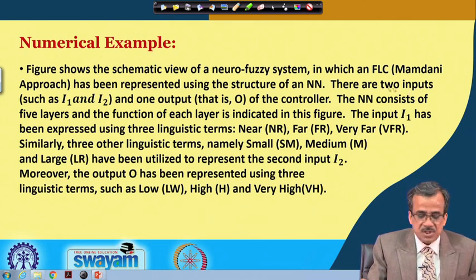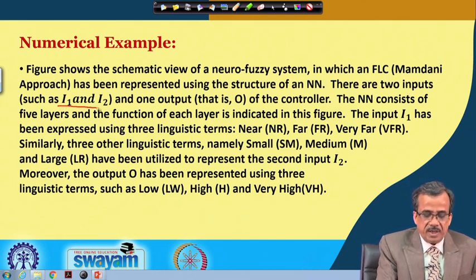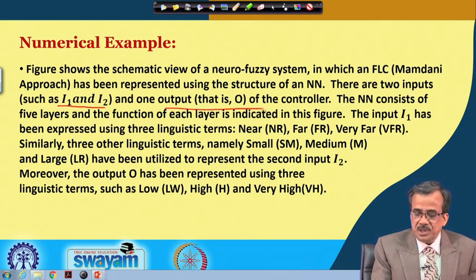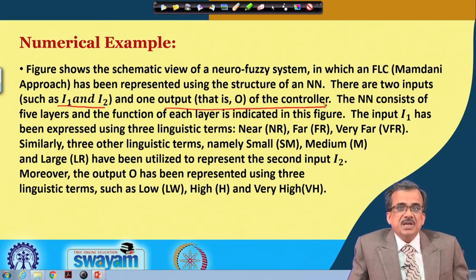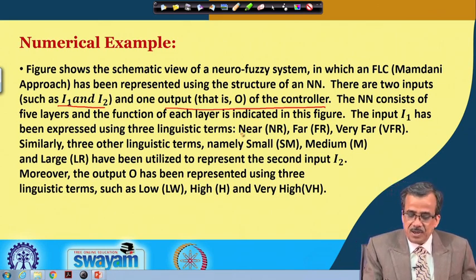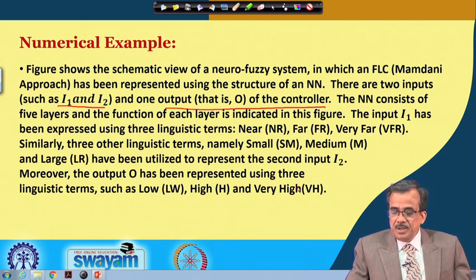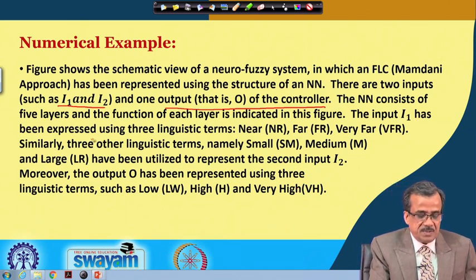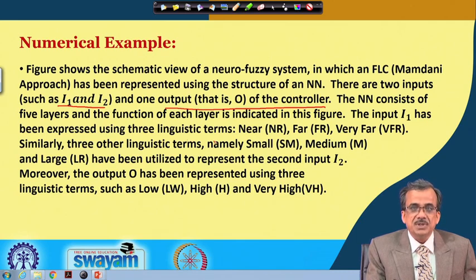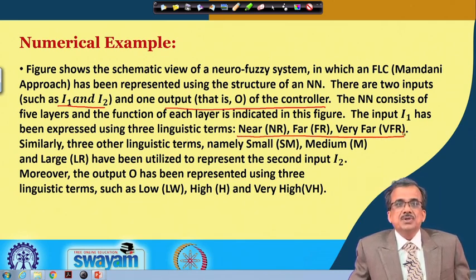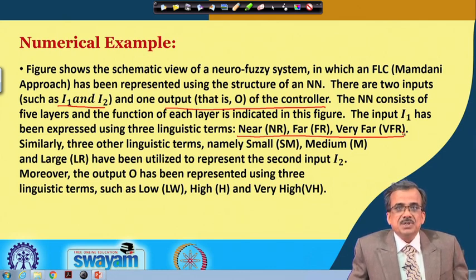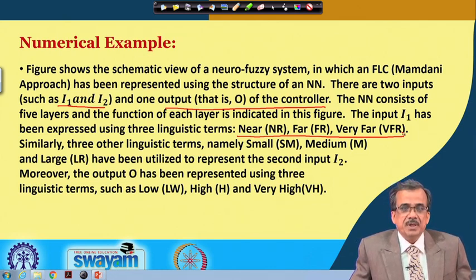There are two inputs, I1 and I2, and there is only one output, O, of the fuzzy logic controller. The neural network consists of 5 layers, as we discussed, and the function of each layer is indicated in the figure. The figure I am going to show you. The input I1 has been expressed using linguistic terms like near, far, and very far. So, there are 3 linguistic terms: near, far and very far.